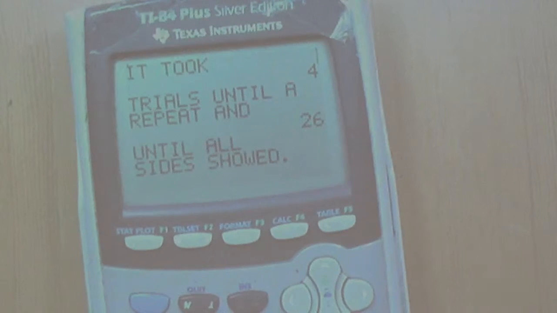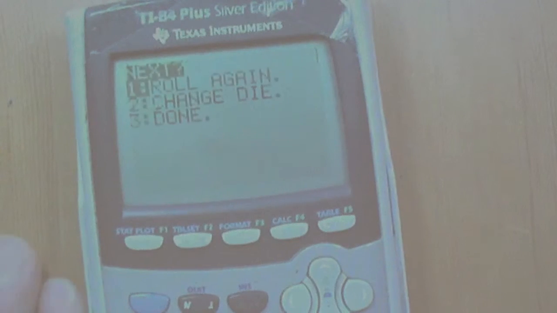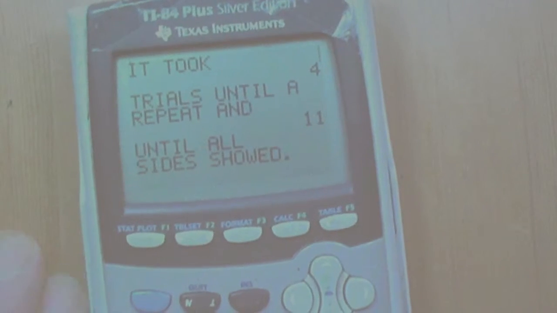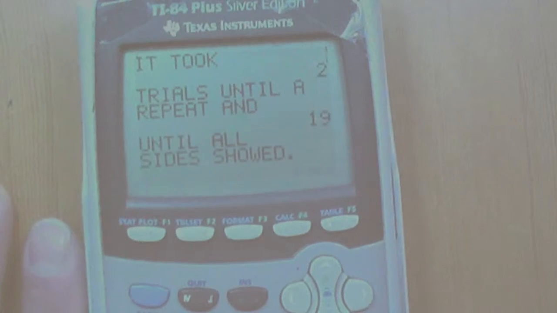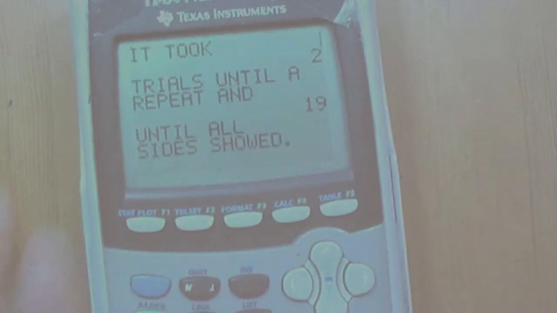4 and 26! Nobody's gotten it yet. Let's keep going until we do. Usually, you're going to be getting these numbers: 4, 11, blah, blah. But every once in a blue moon, what'd you get? 4 and 27. I got 2 and 19.